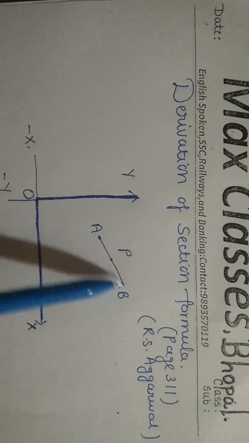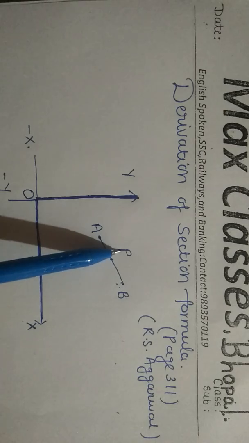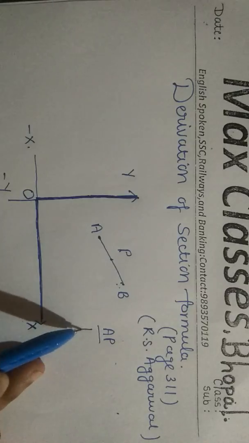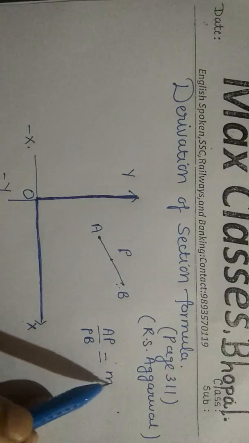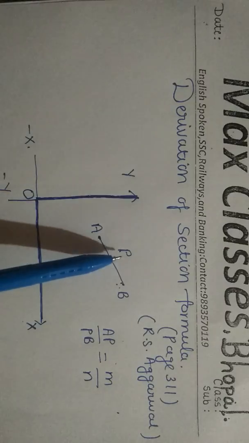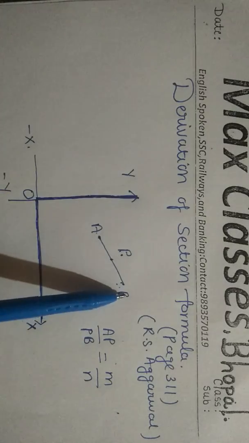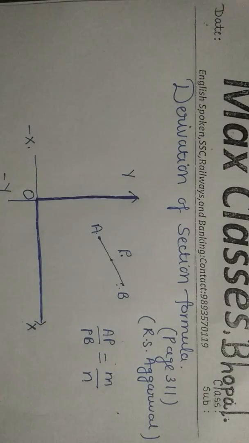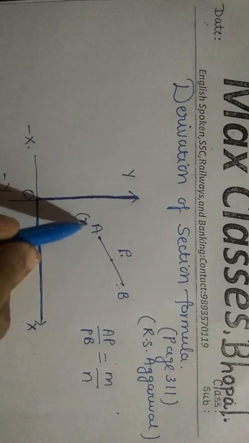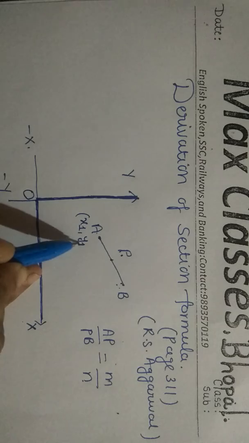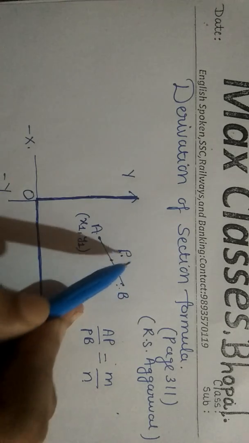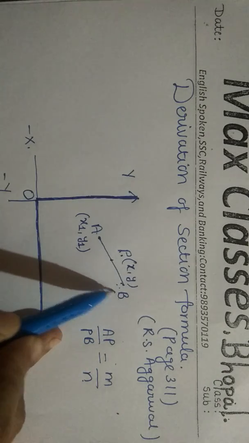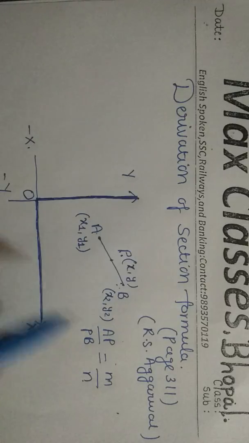The line joining the points A and B is divided by point P in the ratio m is to n. That means, students, what is given? The given is AP upon PB equals m upon n. That means the point P is dividing the line joining the points A and B in the ratio m is to n. Suppose the coordinate of point A is x1 comma y1, and the coordinate of point P is x comma y, and the coordinate of point B is x2 comma y2.